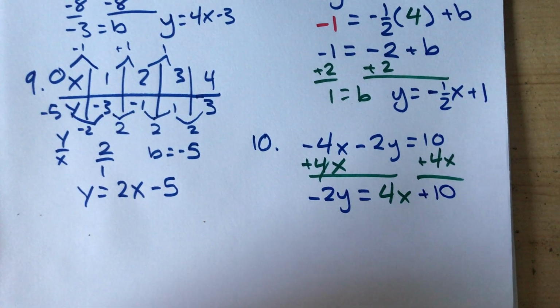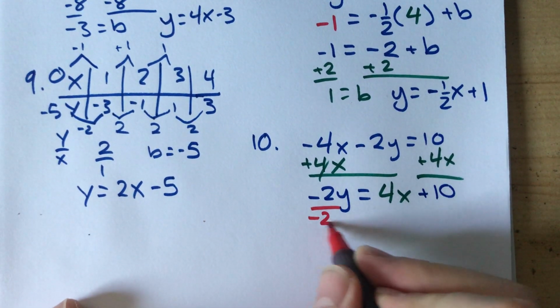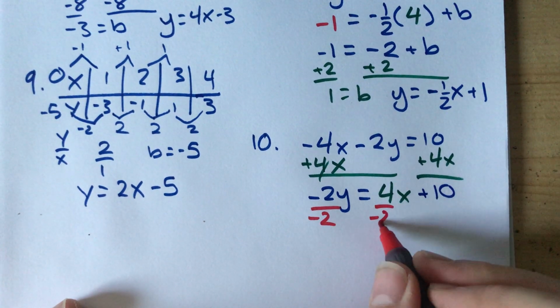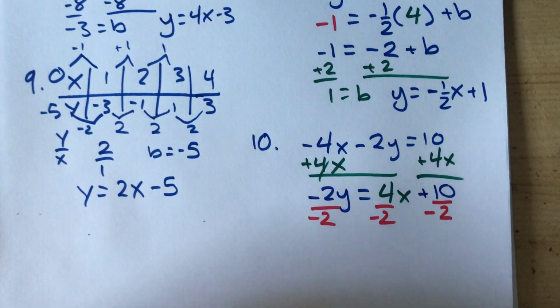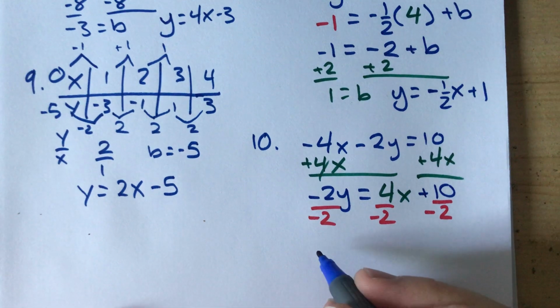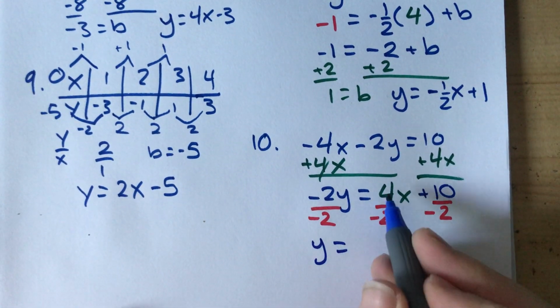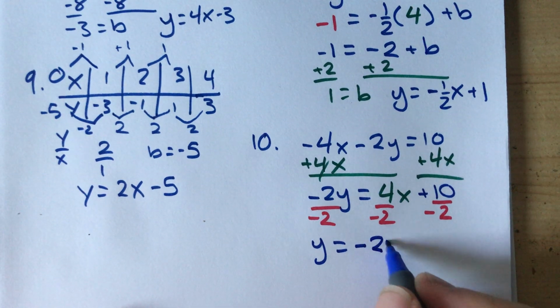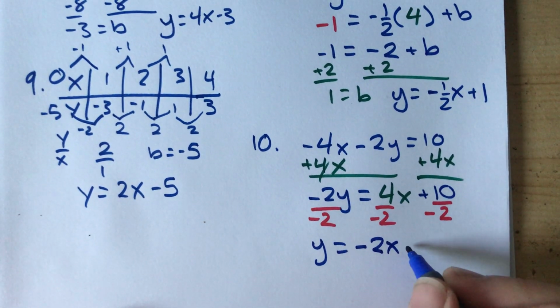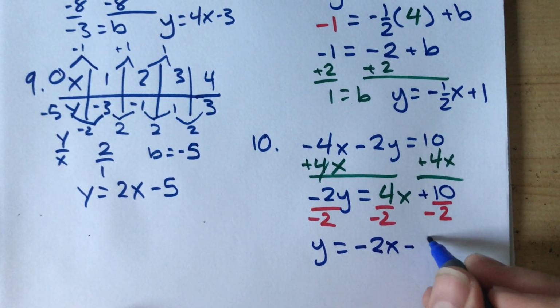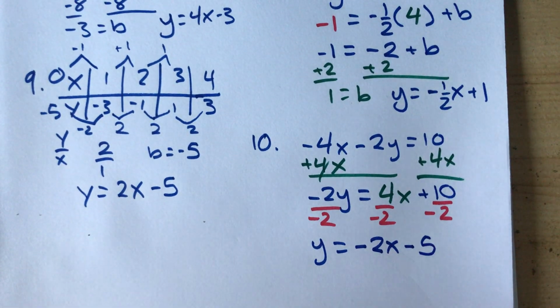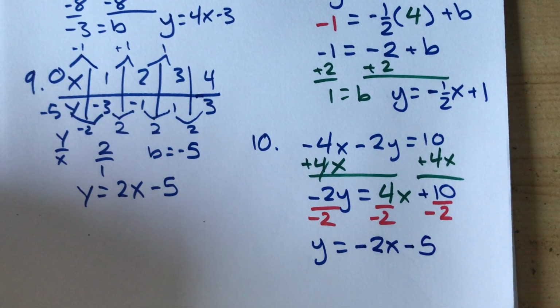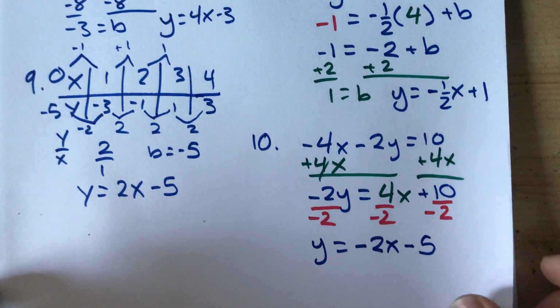And then we divide by the coefficient of negative 2. It's 3 divisions. Remember, everything gets divided. And I get y equals positive divided by negative is a negative. 4 divided by 2 is 2. X positive by negative is negative. 10 divided by 2 is 5.